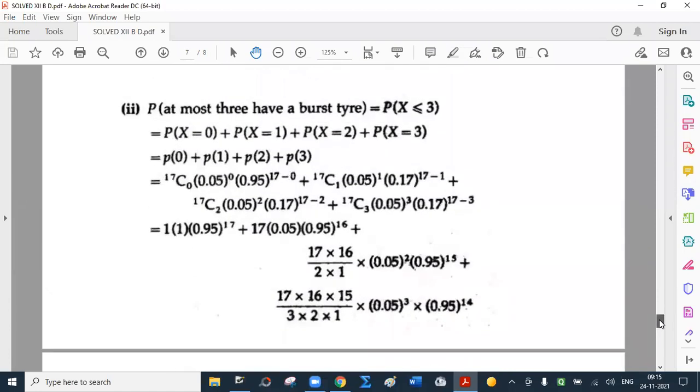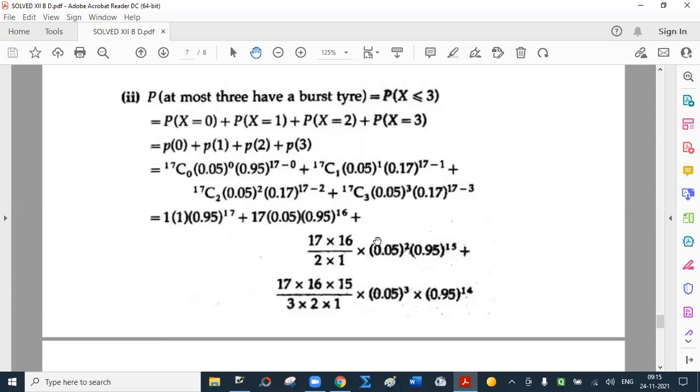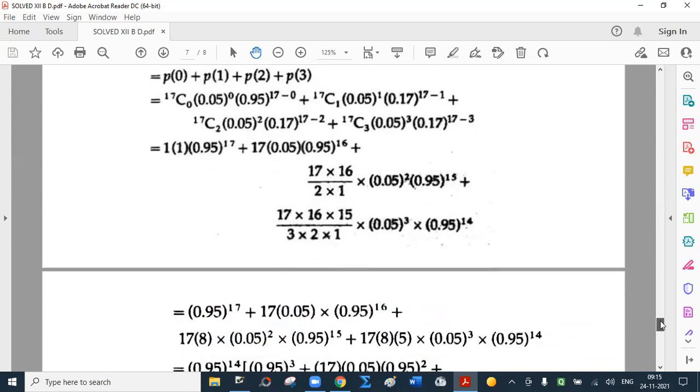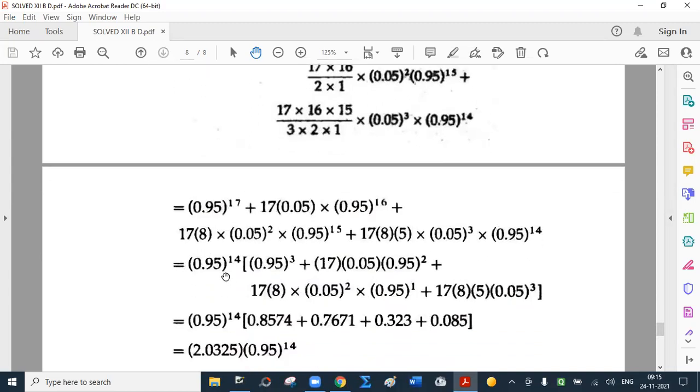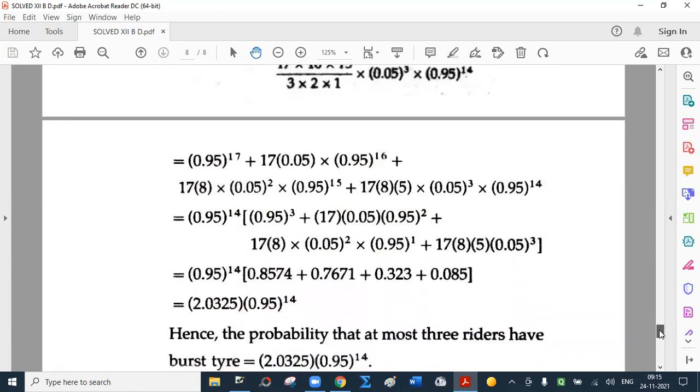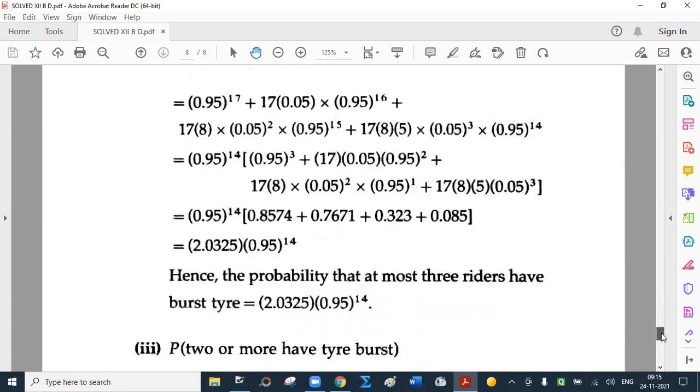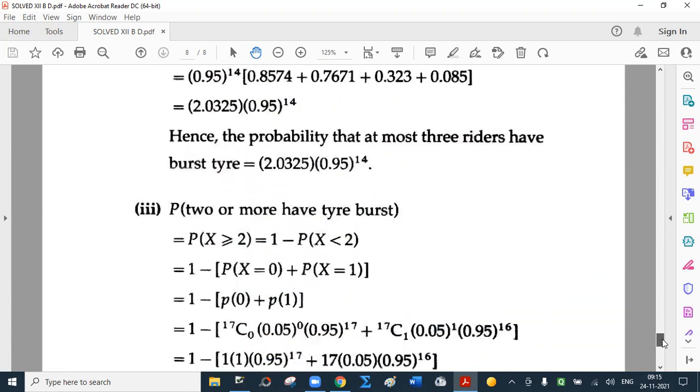You can, in fact, you should do the calculation part on your own. So this is evaluation of nCr values. Then 0.95 raised to 14 can be taken common and so on. So what is the answer? 2.0325 into 14th power of 0.95.